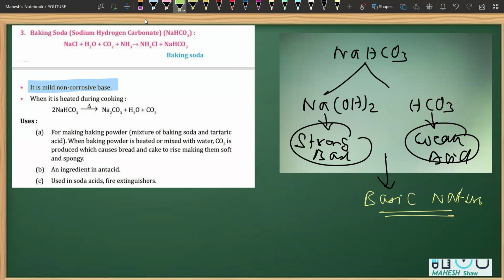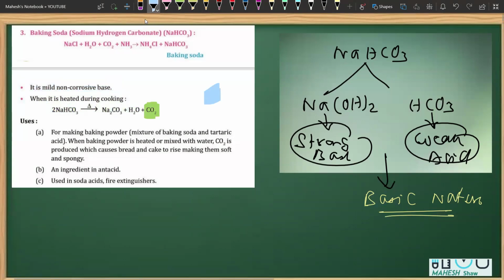Now, we have one more important property: when it is heated, it decomposes into sodium carbonate, water, and carbon dioxide. Here, emphasis should be given to this carbon dioxide, because this is the reason why we use it in bakery. The carbon dioxide so released makes holes and the dough rises.